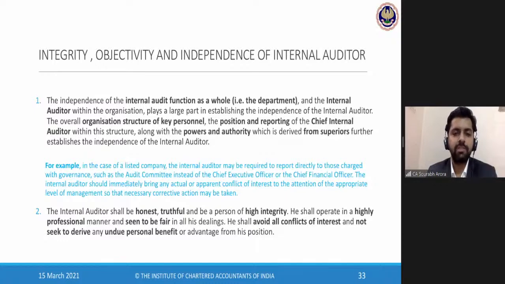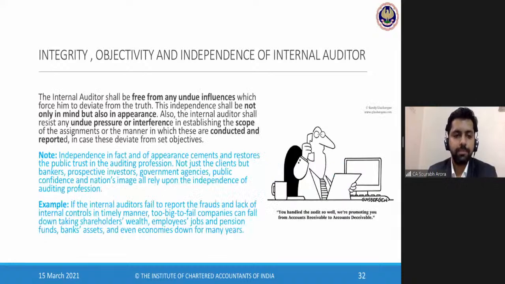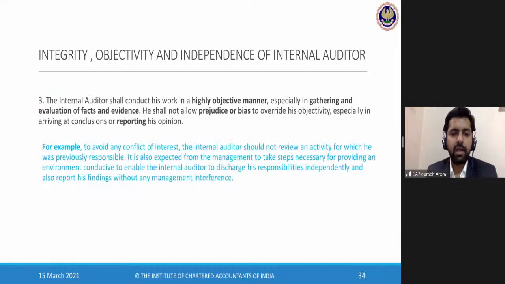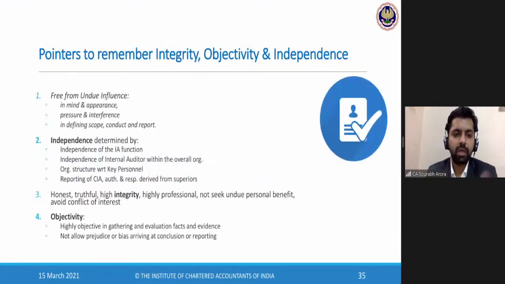If a question comes to write a short note on integrity, objectivity, and independence, you shall write all of this. You may use some other examples as well. And just remember to use these keywords and what I have highlighted and summarized over here as well.